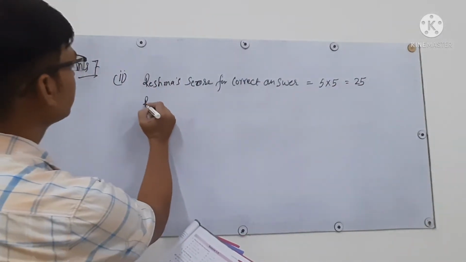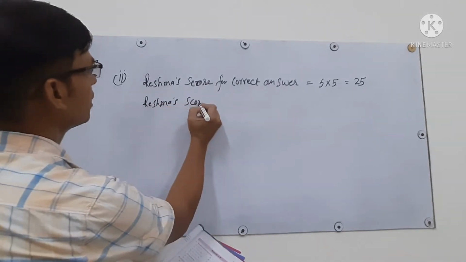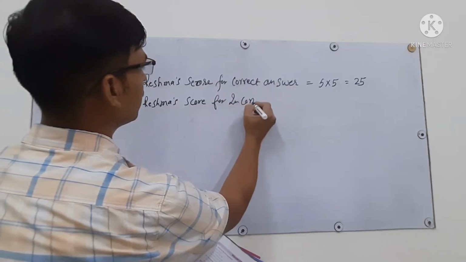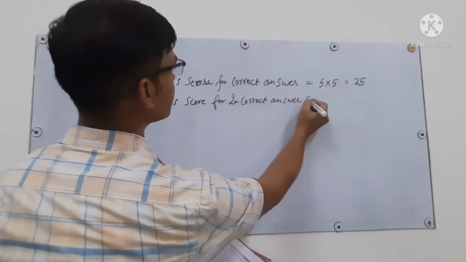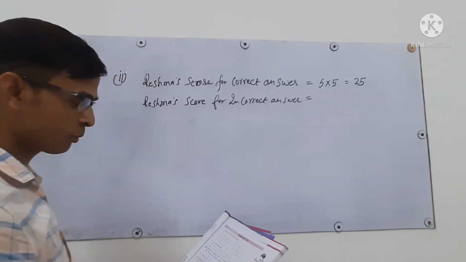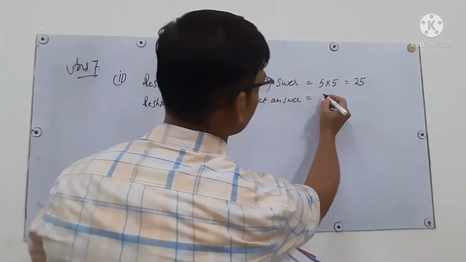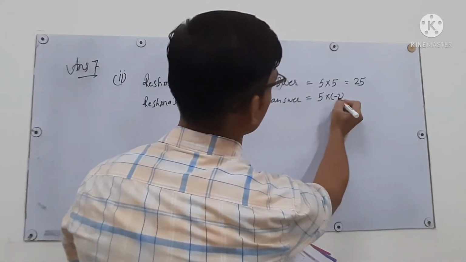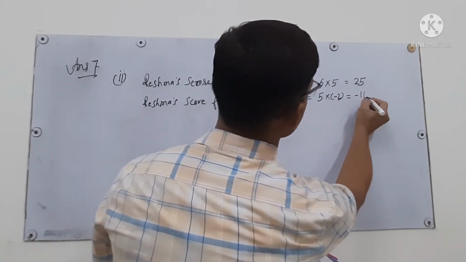And similarly, Reshma's score for incorrect answers. What will be Reshma's score for incorrect answers? For incorrect answers, remember, -2 marks are awarded. Here Reshma has given 5 incorrect, so it will be 5 cross -2, that is -10.